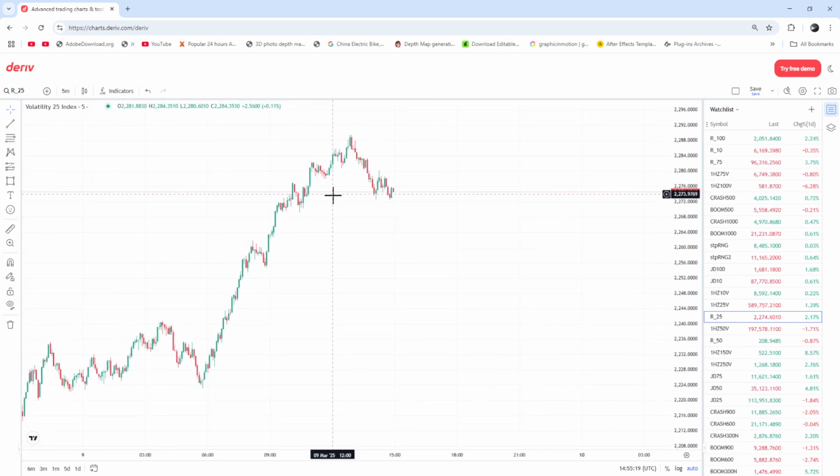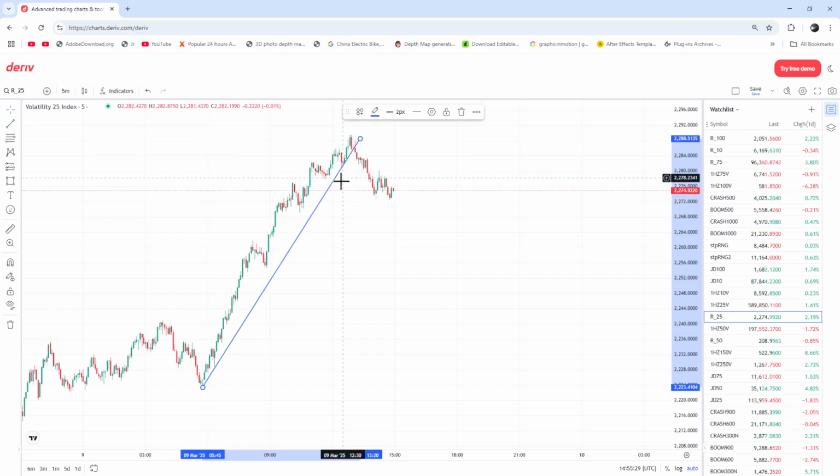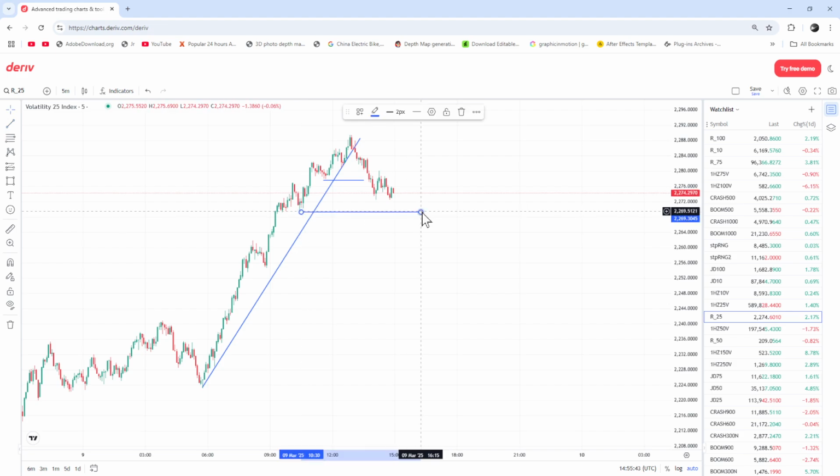Now let's look at what is happening right now in V25. We had this trend here, then the market broke. Right now the market broke this structure, but I'll be glad if I see this structure here broken. That will be a good area. So if that is broken, we will call it a change of character, because the market will be shifting from bullish to bearish.